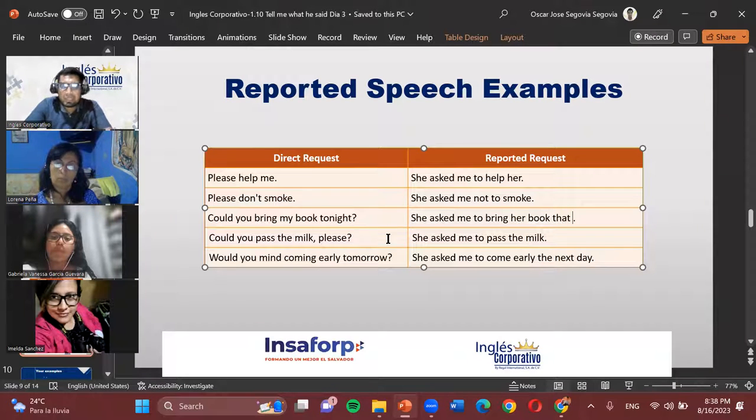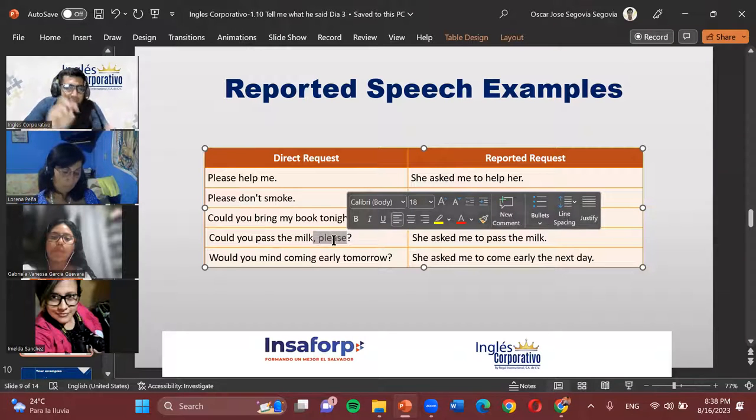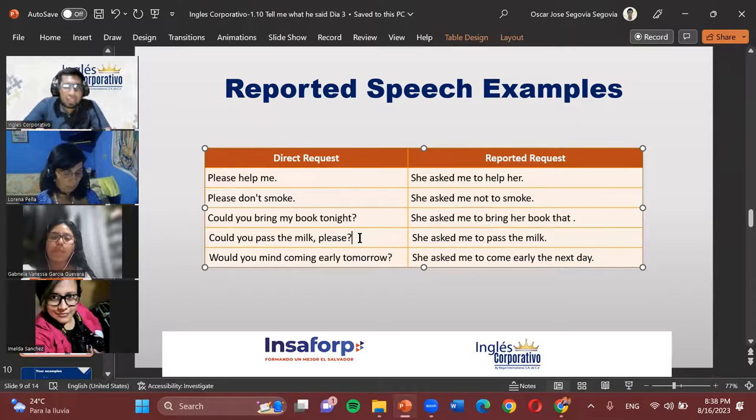Okay, moving on. The next example, as I said before, when you have these please tags, you're not going to include them in the report. You're not going to mention the please at all. So it will sound something like, could you pass me the milk, please? And the reported request will be, she asked me to pass the milk.